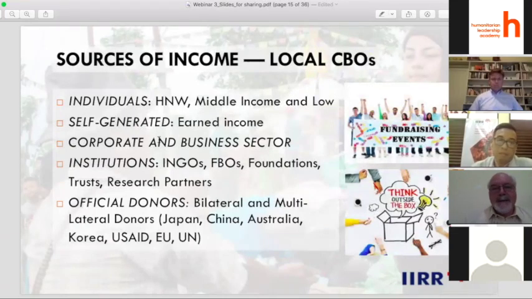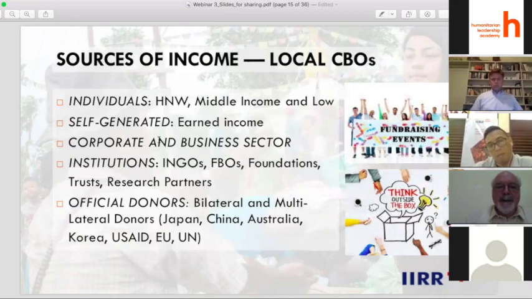So fundraising itself then, where do CBOs actually generate their resources from? I talked earlier about the importance of diversifying your income sources if you're going to be sustainable. Well, here are 5 areas that I've summarized of different families of donors, if you like, or families of income that you generate. And these are true for the large multinational NGO as they are for the local CBO. But of course, within each of these categories, you would be targeting different potential donors.